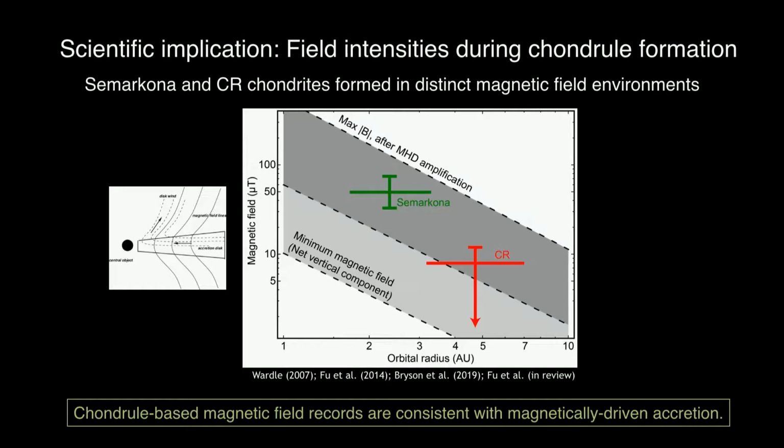But to first order, it does seem that both the general intensities as well as the drop are at least consistent with the idea that magnetic effects were important in nebular accretion and dynamics. So this is the range of magnetic fields expected if magnetic fields were driving nebular accretion in this manner.